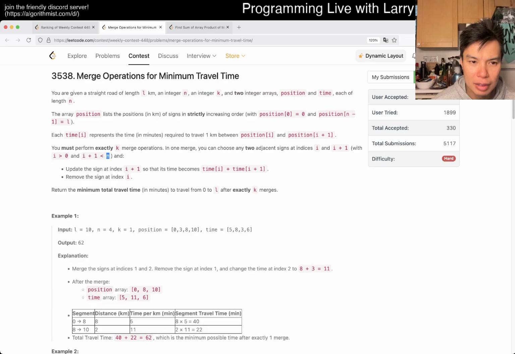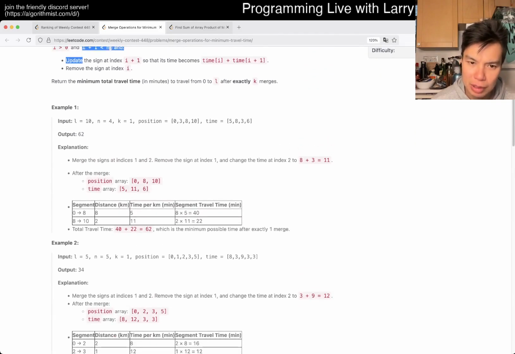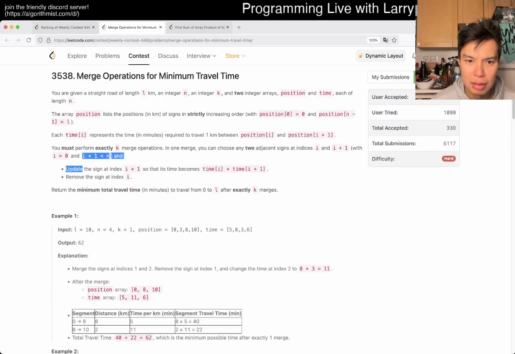And you cannot, but you can merge with the last one, right? Why wouldn't you always just merge with the last one? Because then you don't use it. Kind of confused now.